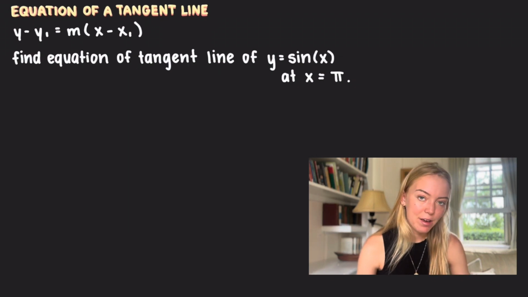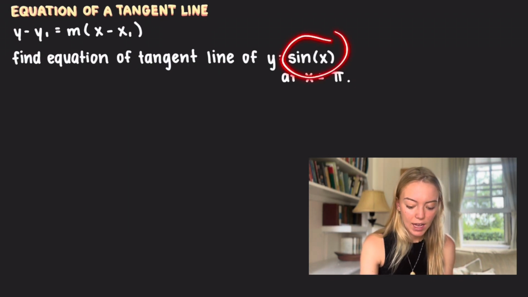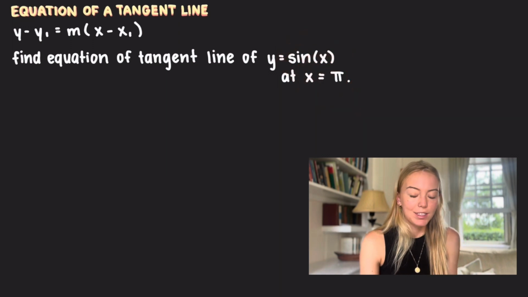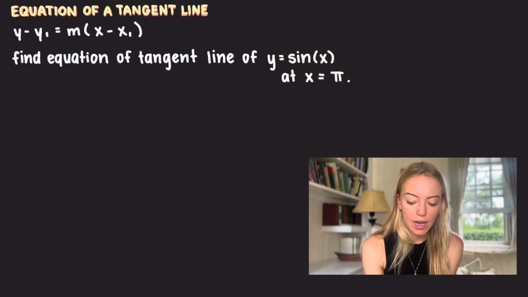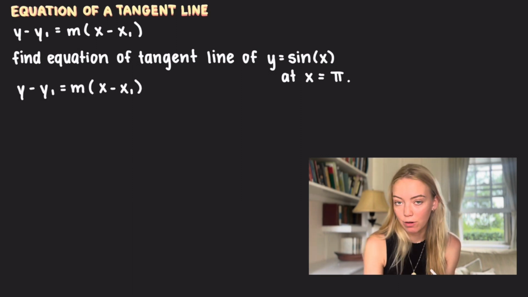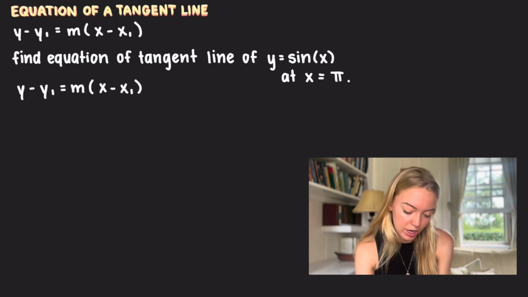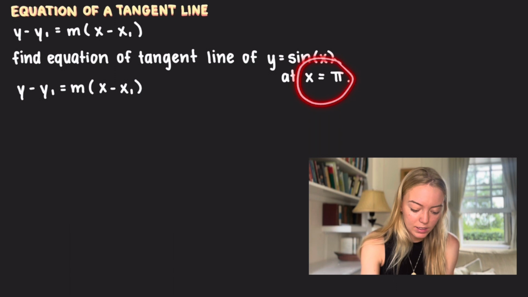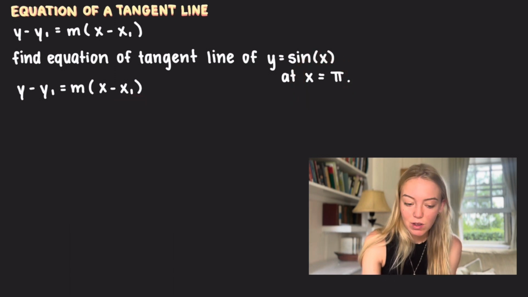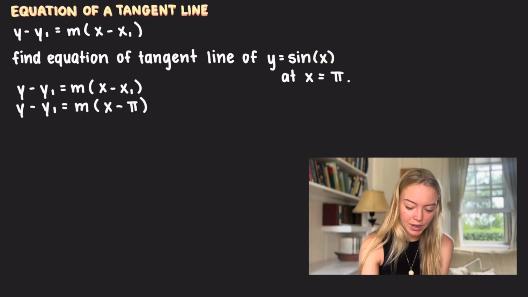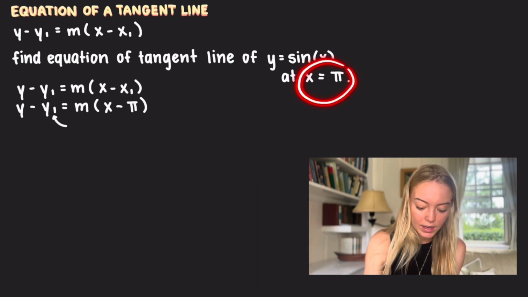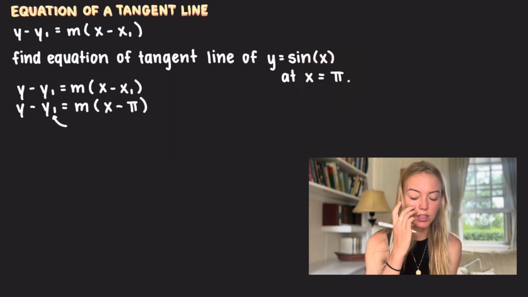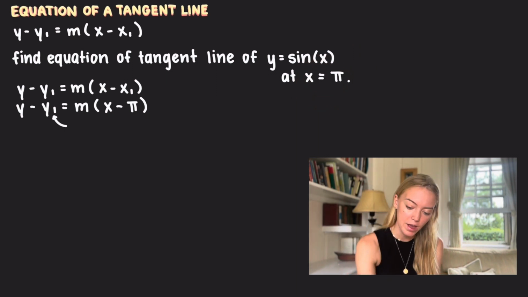All right, same thing, but for sine of x at x is equal to pi. So this looks a little bit scarier, but it's the same steps as before. First step is write down the line formula. Now we plug and check. We have our x1 already, that's equal to pi, so we can plug it in. Now our next step is to solve for the y1. We do that by plugging x into the function that they give us and solving for y.